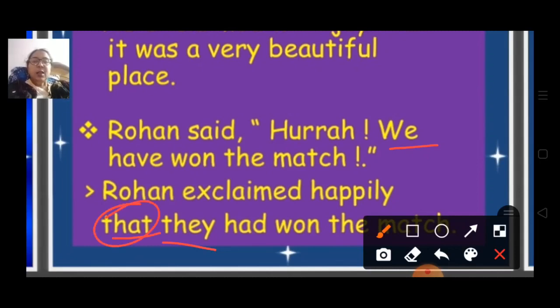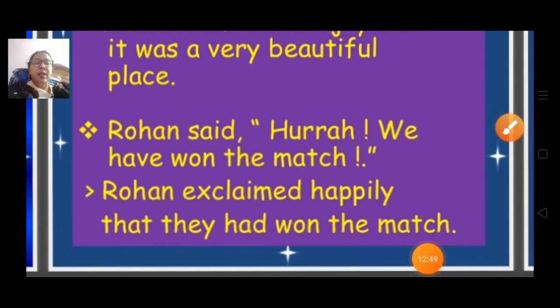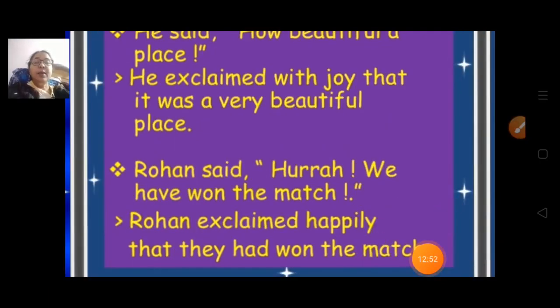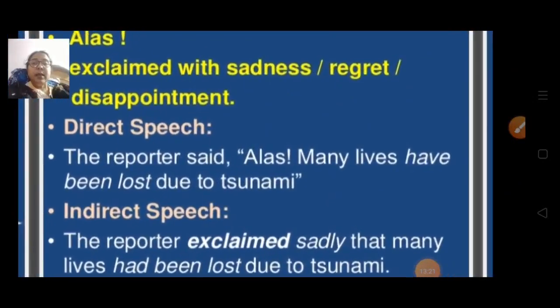The connector "that" is used here. Rohan exclaimed happily that they had won the match. Let's see more examples. One thing to always remember: "how" or "hooray" are exclamation words that show the feeling of joy or happiness. These types of exclamation words you should always remember. So let's see more examples of exclamatory sentences.